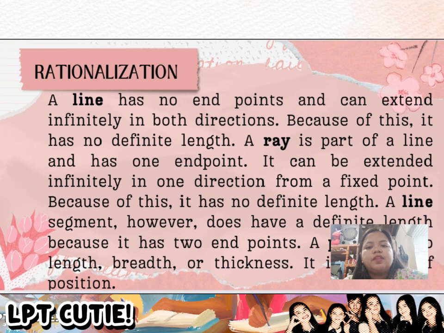A line segment, however, does have a definite length because it has two endpoints. A point has no length, breadth, or thickness. It is a mark of position, while a dot is an example of a point. So the correct answer of 25 is letter B, line.